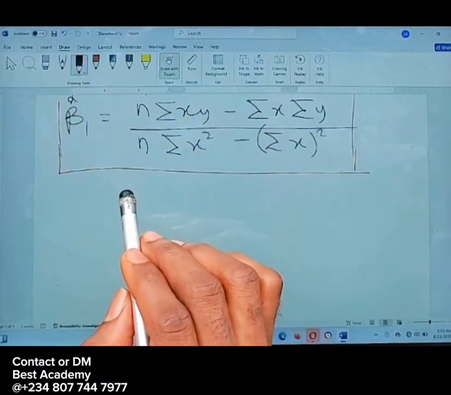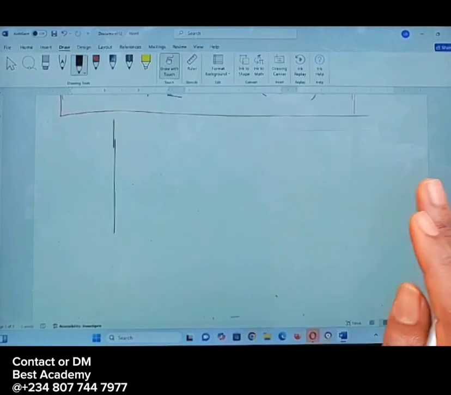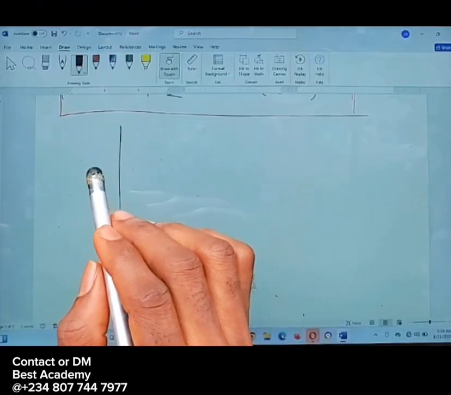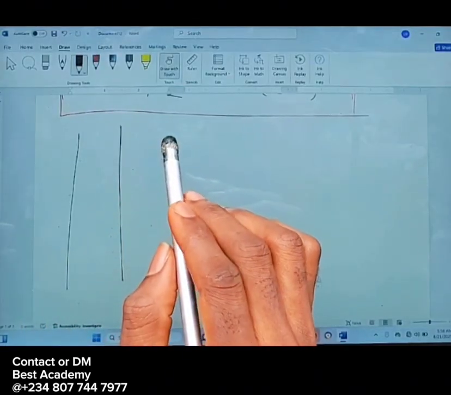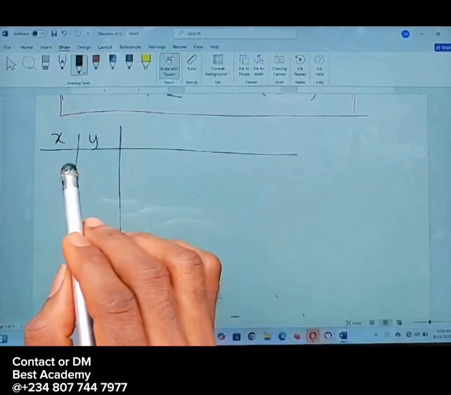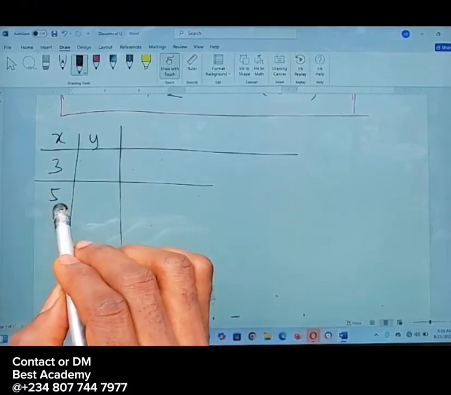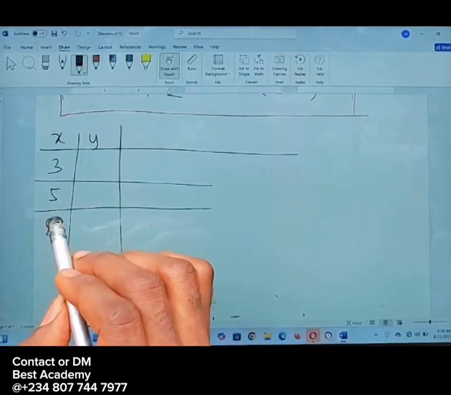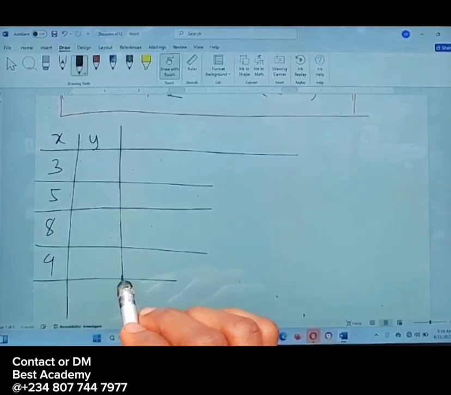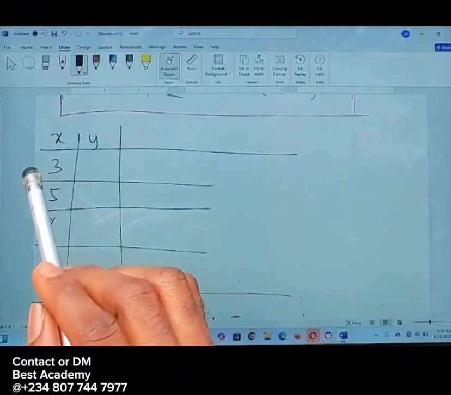So recreating the table here, we have our s, and this is our y.